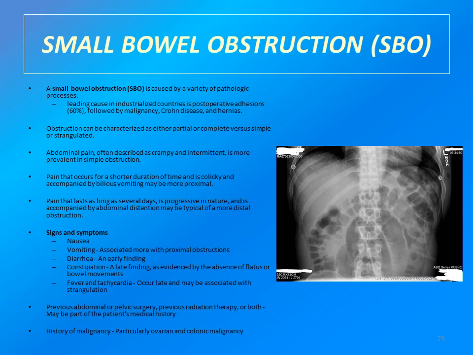The signs and symptoms a patient usually presents with include nausea and vomiting, diarrhea or constipation, diarrhea as an early finding, constipation as a late finding due to the absence of flatus or bowel movements, and fever and tachycardia. Previous abdominal or pelvic surgery might be noted in the patient's medical history, as well as previous radiation therapy. There may be a history of malignancy, or ovarian or colonic malignancy. Here in the image to the right, we see the dilated loops of small bowel secondary to obstruction.